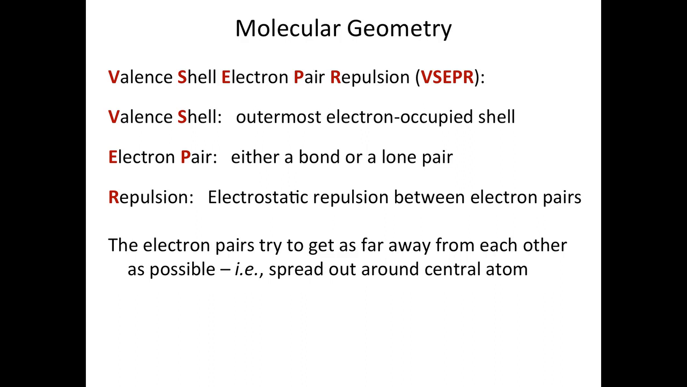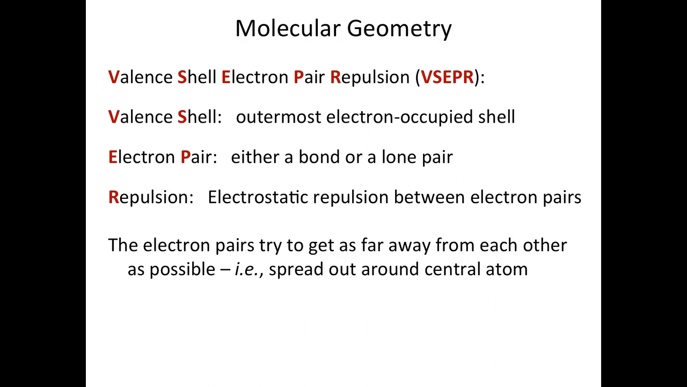Valence shell refers to the outermost electron-occupied shell, and we've made a big deal about valence electrons when we're talking about Lewis structures. The valence shell is referring to those same electrons. Now, electron pair refers to either a bond or a lone pair. I have a slide on this next that will explain that a little more.